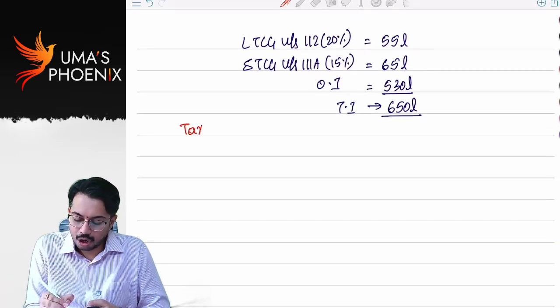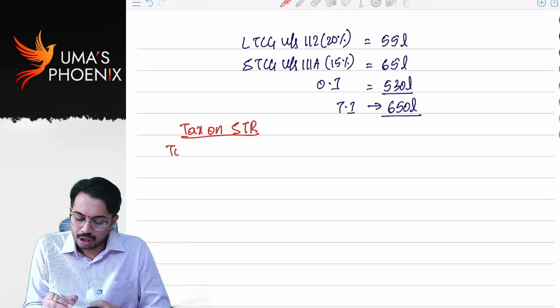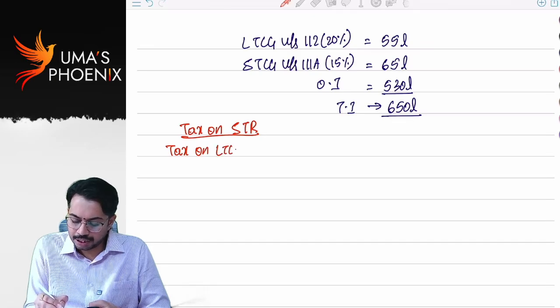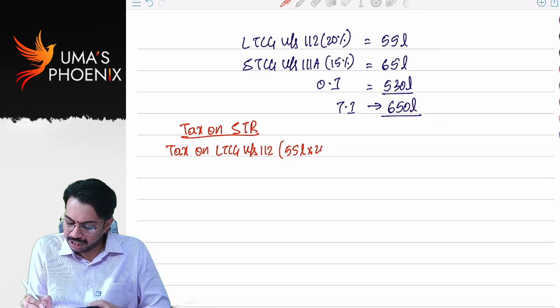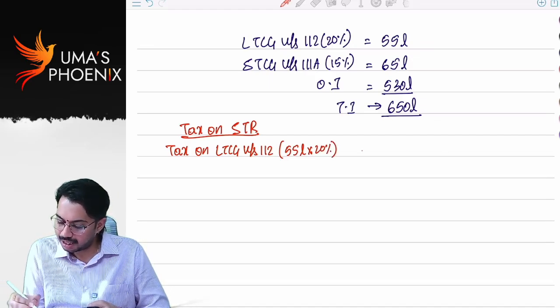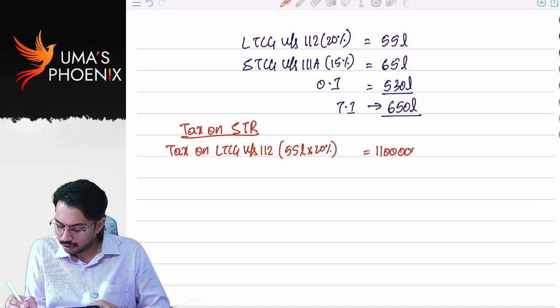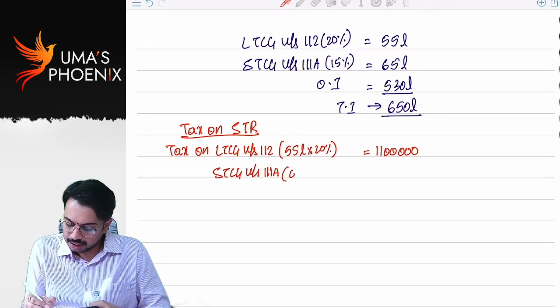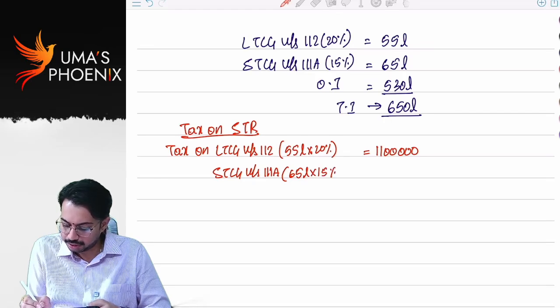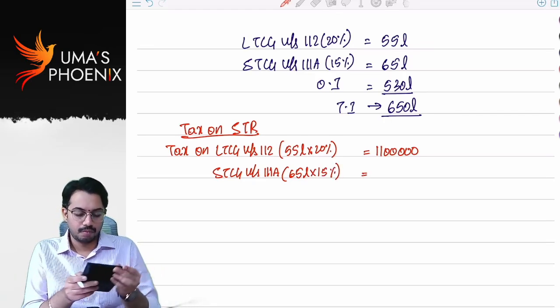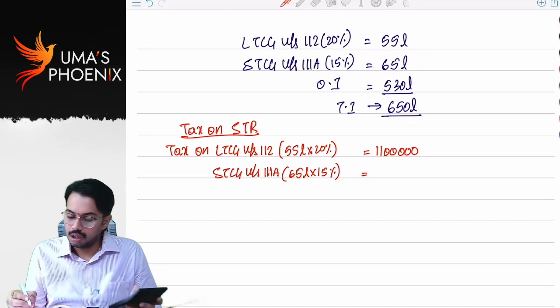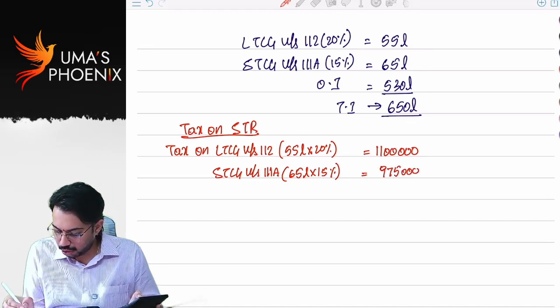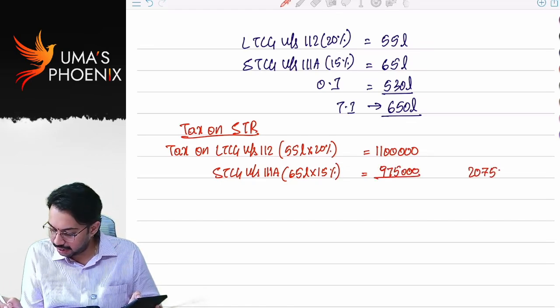First, tax on special tax rates. So tax on long-term capital gain under section 112. How much? 55 lakhs into 20%. It is 11 lakhs. Correct. Next, short-term capital gain under section 111A. How much? 65 lakhs into 15%. How much? 9,75,000. Total it is 20,75,000.